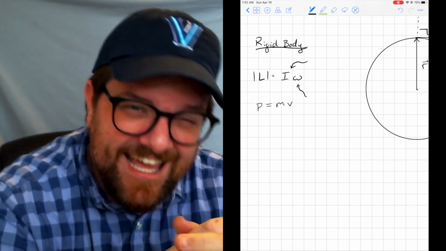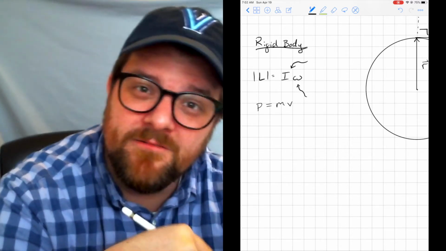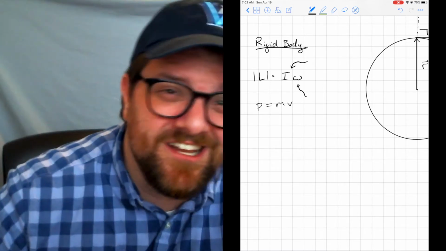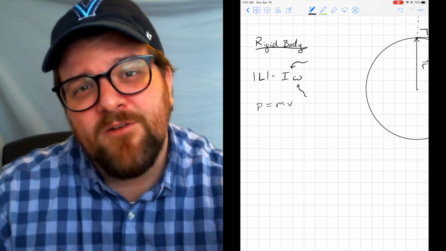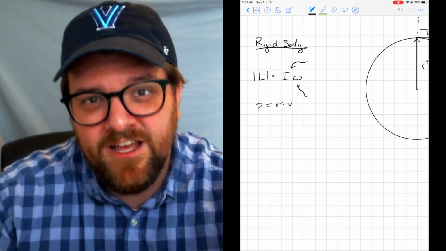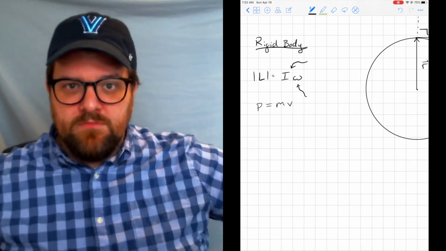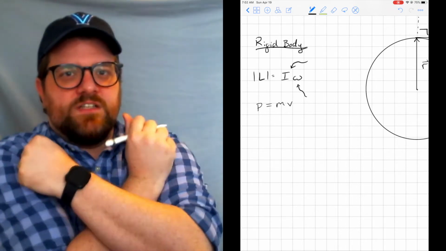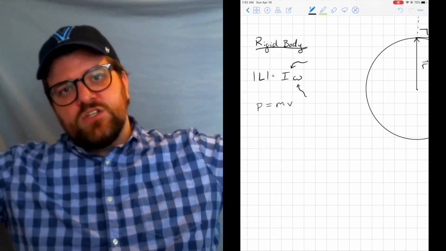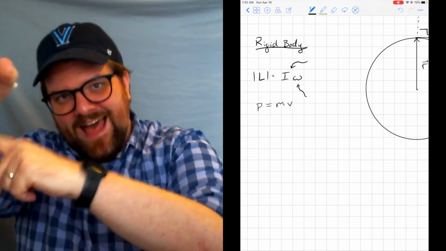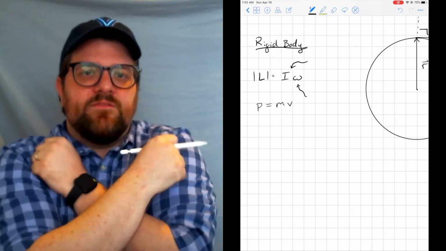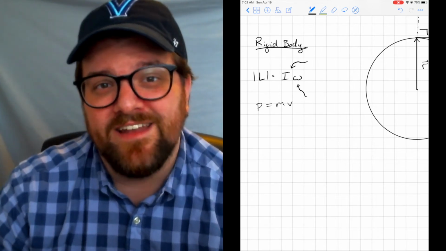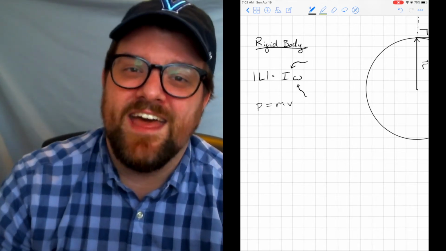In this case, though, with angular momentum, I can change the mass distribution, right? I can change how mass is distributed around a fixed axle. Maybe I'm spinning around and I bring my arms in really close. Well, now I've changed where this mass is relative to my fixed point. That's going to change how fast or slow I spin, just to conserve that angular momentum.